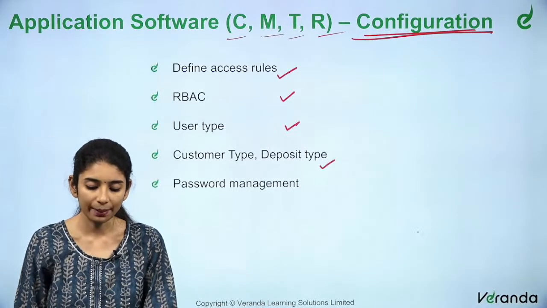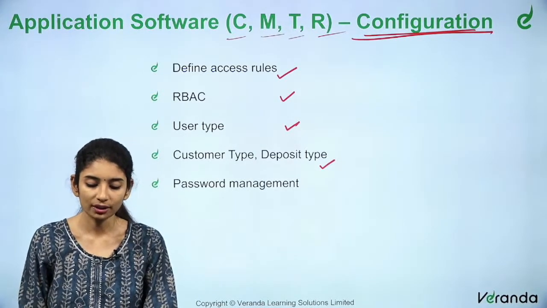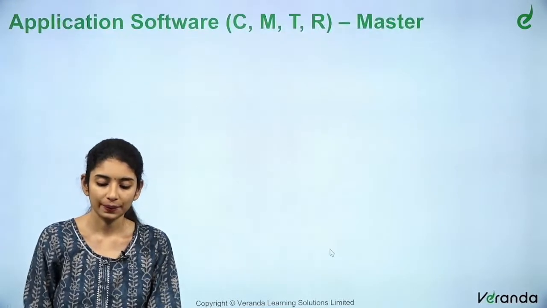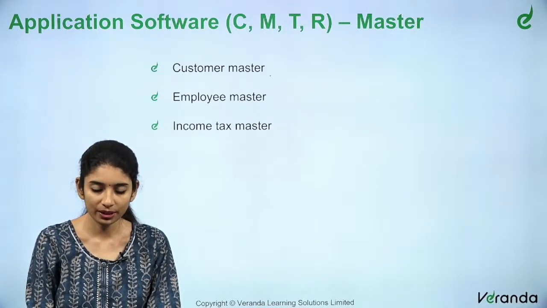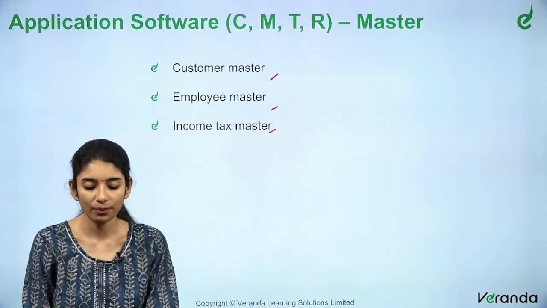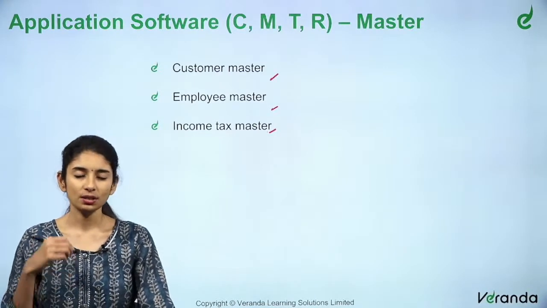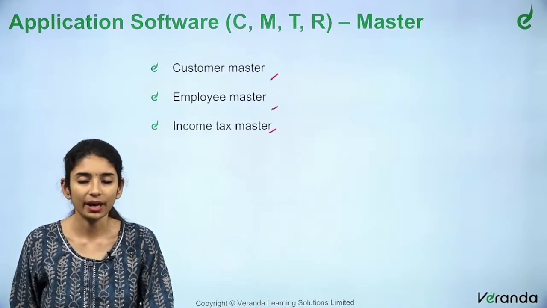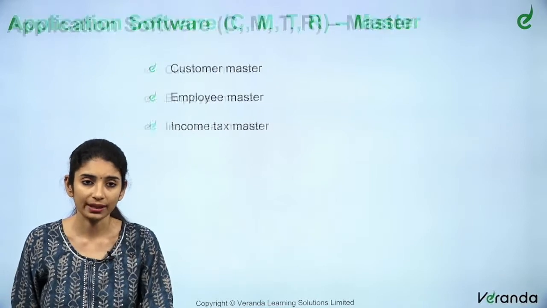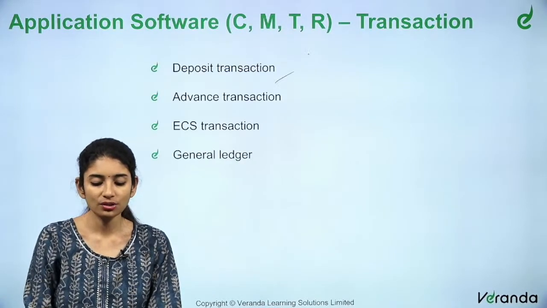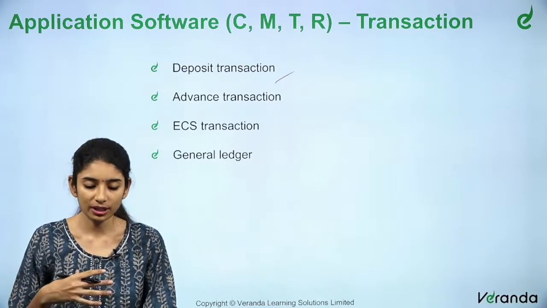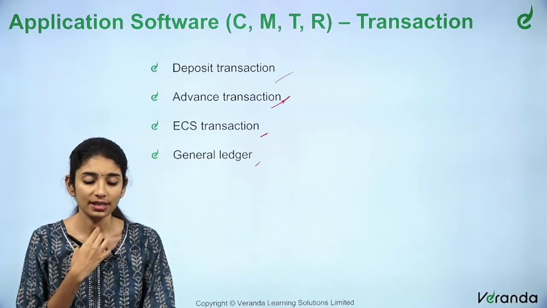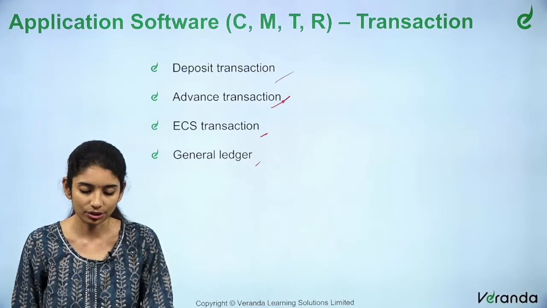Customer type and deposit type are also mentioned in the configuration. Password management is also a part of the configuration. Master: the three types of master widely used in a bank are customer master, employee master and income tax master. Customer master for the clients, employee master for the employees of the bank, and income tax master for the regulatory compliances. Clear? Transactions: deposit transaction, someone coming and depositing money with me, advances transactions, ECS transactions and general ledger transactions. Clear?